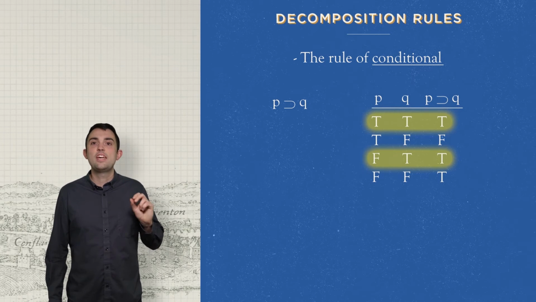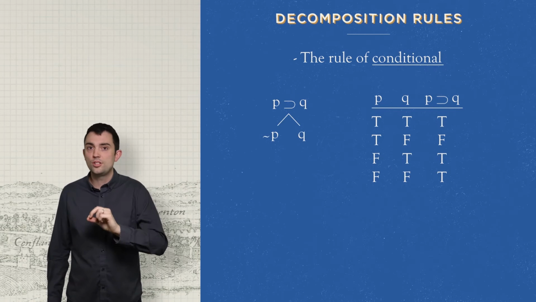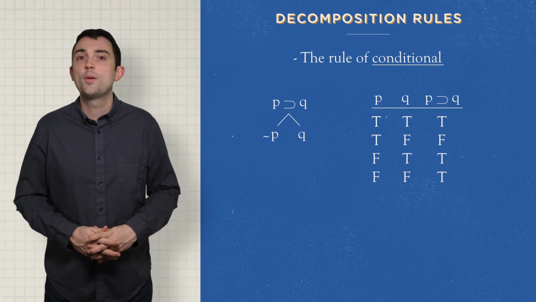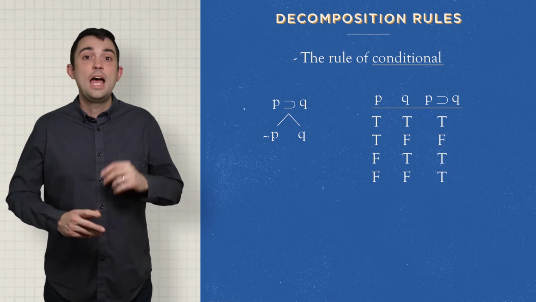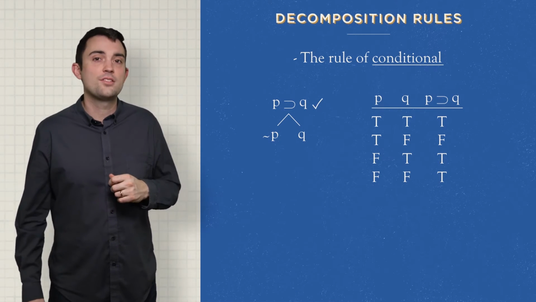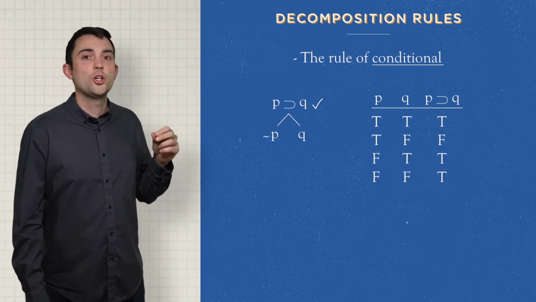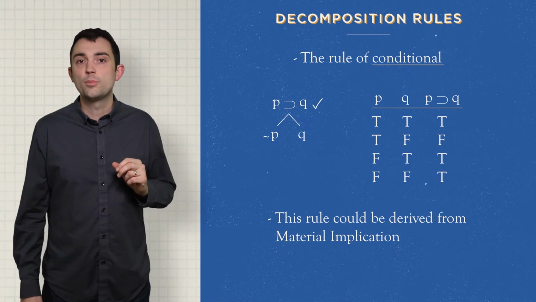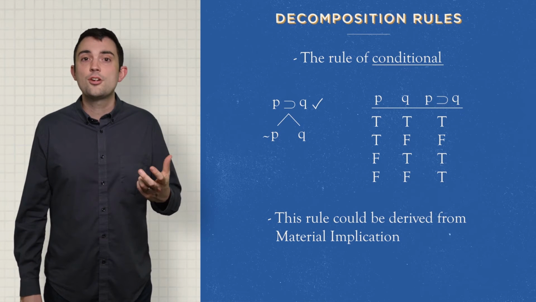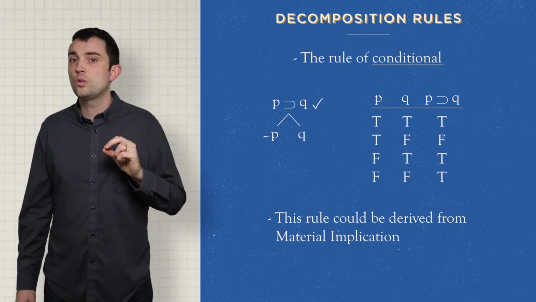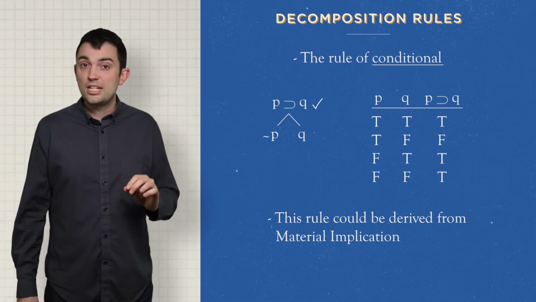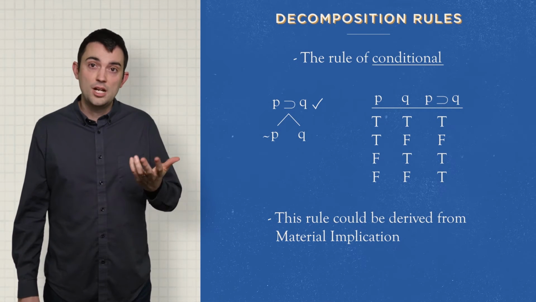So we can decompose if P then Q into not P or Q. That means if not P is true or Q is true, the whole proposition is true. After we check it off, you might recognize that this decomposition rule could also be derived from material implication from our formal proofs of validity. Remember that material implication said if P then Q is logically equivalent to not P or Q. So that's our decomposition rule for the conditional in another form.